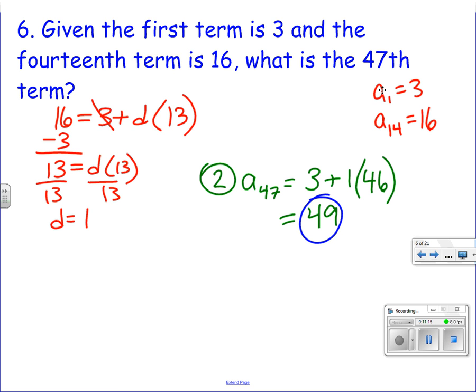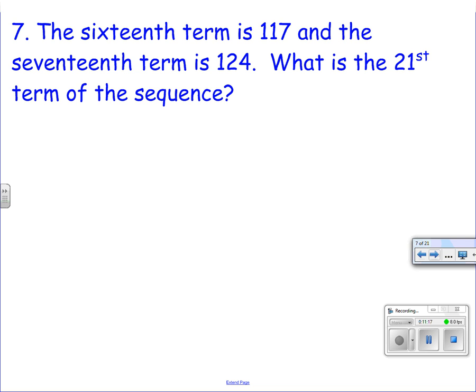Questions? Okay. Number 7, the 16th term is 117, and the 17th term is 124. What is the 21st term of the sequence? Austin C., what's one thing I know? How do I write that? Good. Jonathan, what else do I know? So 17th, so A17 equals 124.